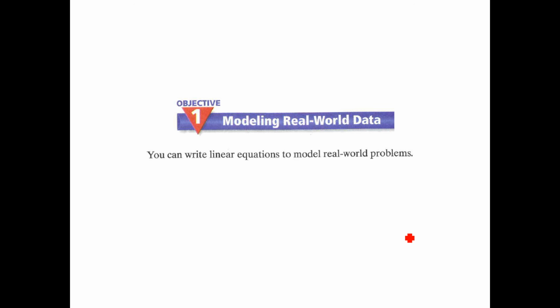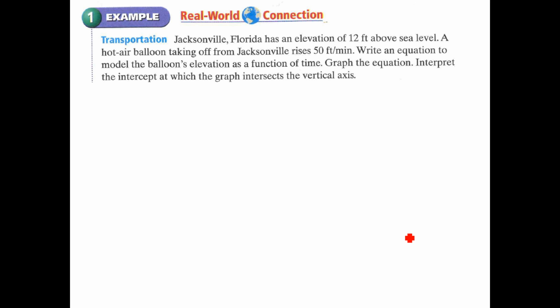All right, modeling real-world data. You can write linear equations to model real-world problems. Let's check one out. Jacksonville, Florida has an elevation of 12 feet above sea level. A hot air balloon taking off from Jacksonville rises 50 feet per minute. Write an equation to model the balloon's elevation as a function of time. So we're talking about functions in terms of time. That's our key phrase in here.